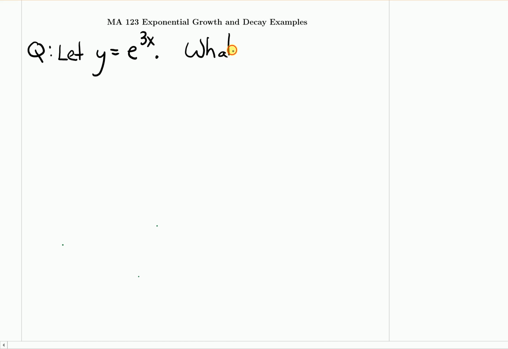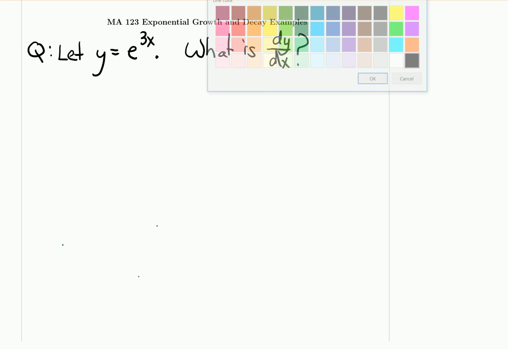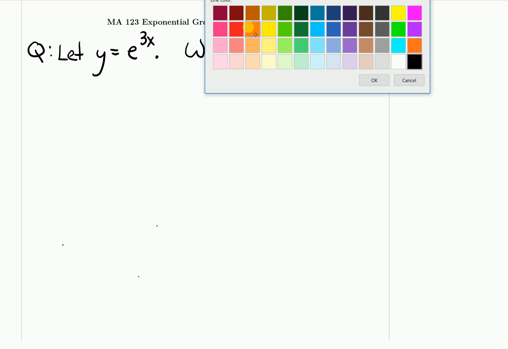So to start this off, I want to start off with a question. So the question is, I want to let y equal e to the 3x. And then I want to ask, what is the derivative? What is dy/dx? Okay, so I want to take the derivative of this.